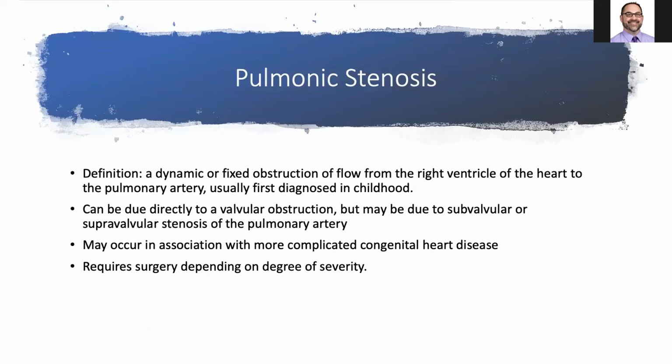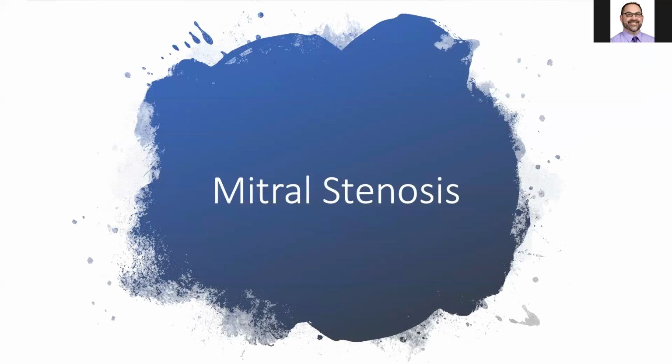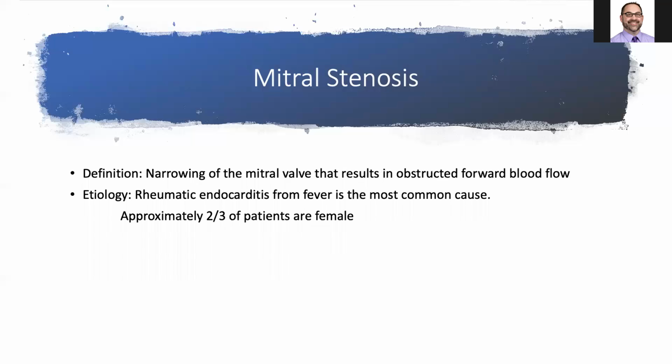Pulmonic stenosis is a dynamic or fixed obstruction of the flow from the right ventricle of the heart to the pulmonary artery. It's usually diagnosed in childhood, may occur in association with complicated congenital heart disease, and requires surgery depending on the degree of severity. It's not really common in adults, usually seen in the pediatric population or adults who've had congenital heart disease as a child.